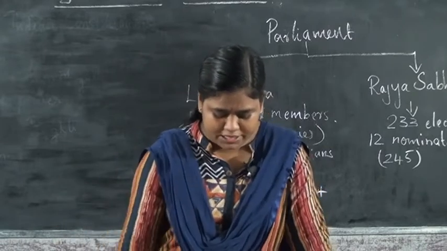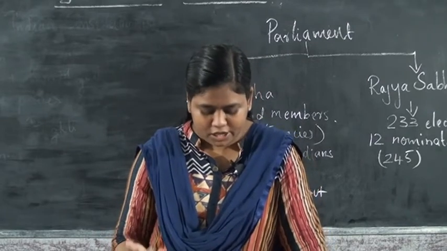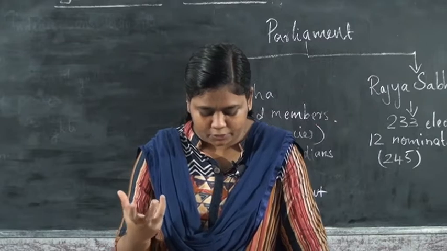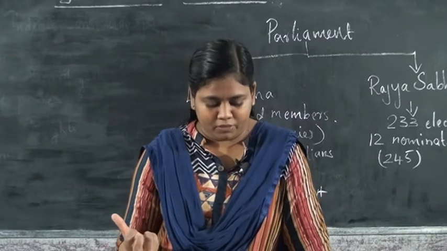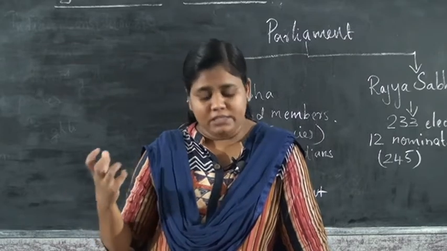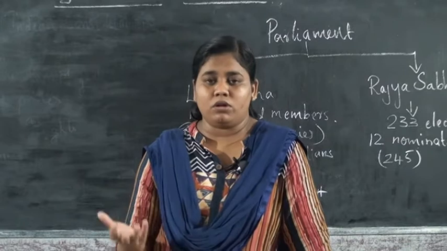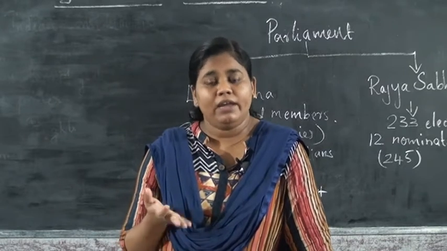Oftentimes in the recent past it has been difficult for a single political party to get the majority that is required to form a government. So what to do? No political party gains 272 seats in the election.